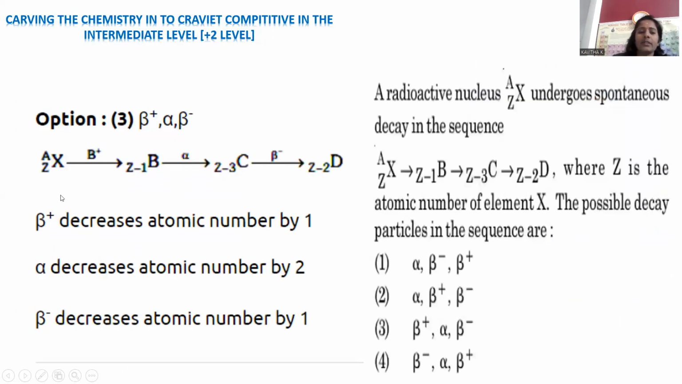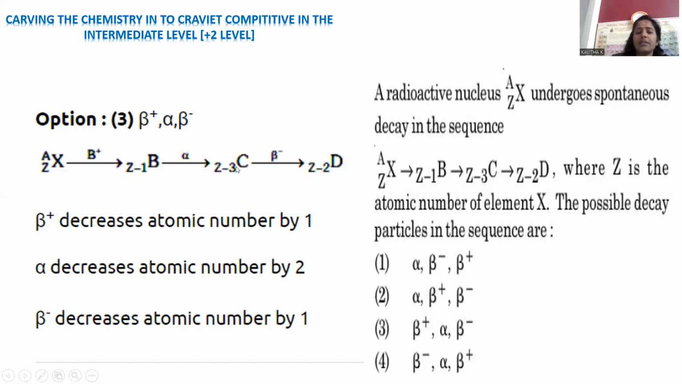In order to get that one, if Z goes to Z minus 1, there is a decay of beta plus. Beta plus is nothing but a positron. So if a positron is lost, the atomic number will be decreased by 1 unit. So we can say beta plus over here. And if an alpha particle, which is nothing but a helium nucleus, is lost, helium is the noble gas, so its atomic number is 2. So if alpha is lost, the Z value will be decreased by 2 units. Already Z minus 1 is there. If alpha is lost, it will become Z minus 3 now.